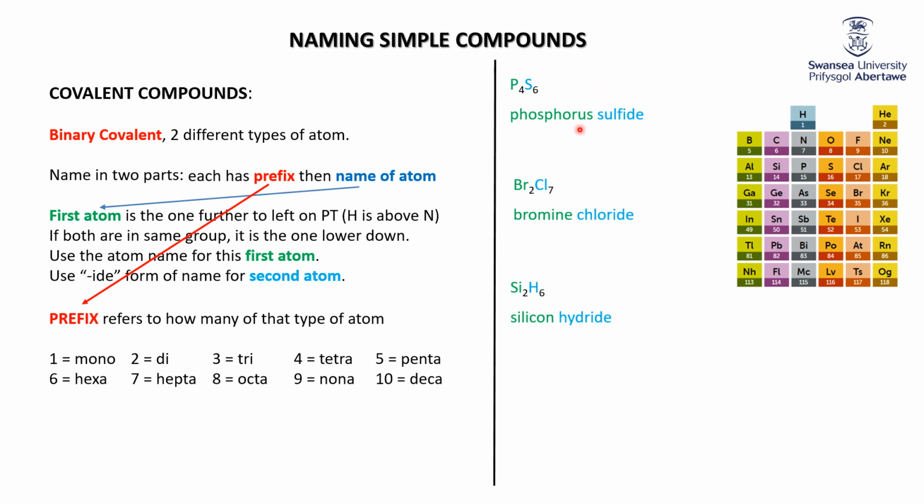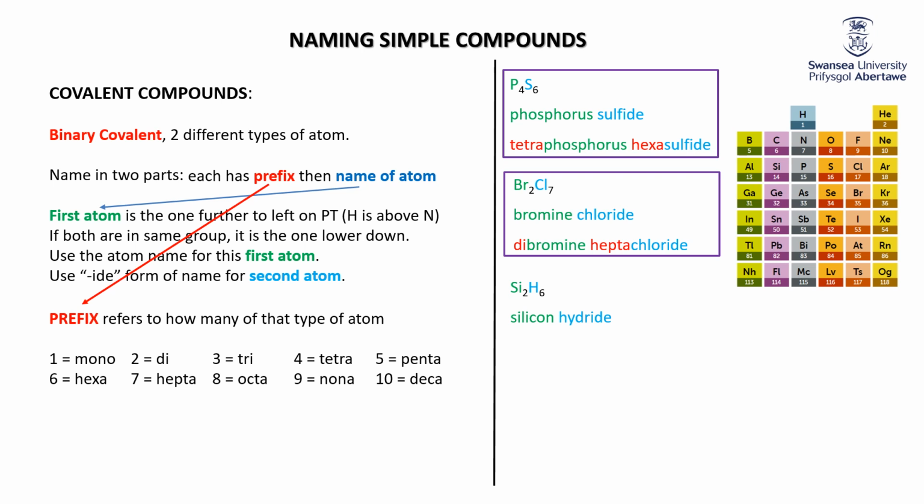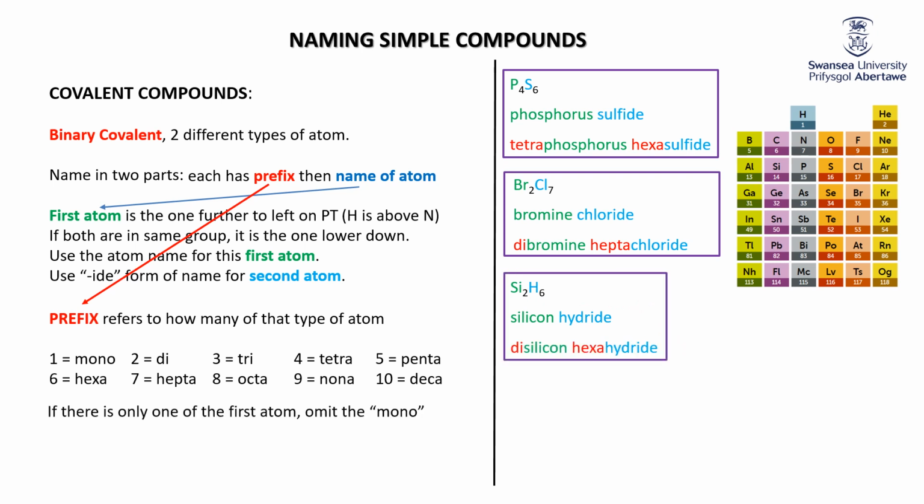So now let's go back and revisit P4S6. We said it was a phosphorus sulfide. We have 4 phosphoruses, phosphori, so that's tetra. We have 6 sulfurs, so that's hexa. So it becomes tetraphosphorus hexasulfide. Bromine chloride, we had 2 bromines, so that's di. We had 7 chlorides, so that's hepta, so dibromine heptachloride. And then with the silicon, 2 silicons, di, 6 hydrogens, hexa, so disilicon hexahydride.